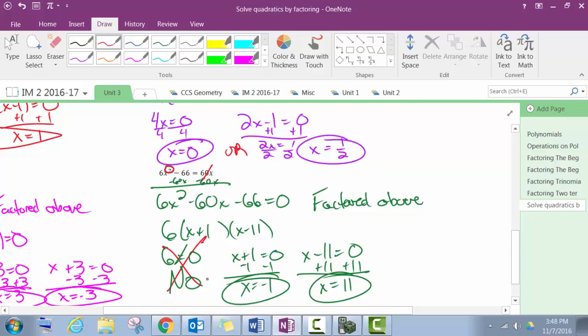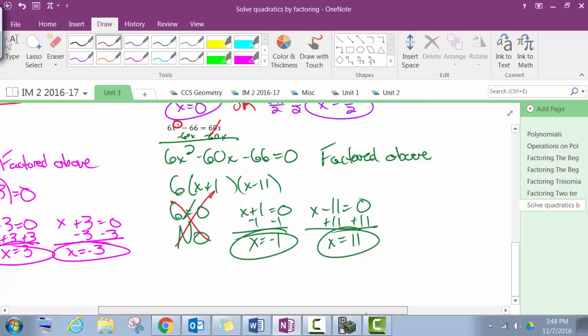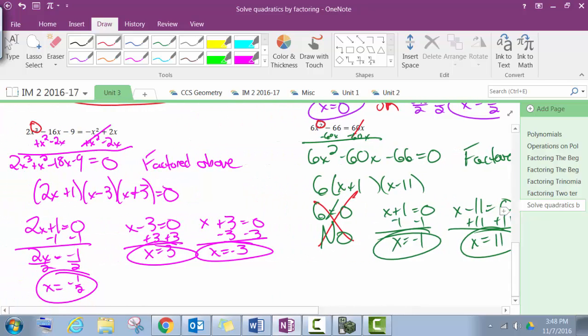X plus 1 equals 0. We subtract 1. X equals negative 1. X minus 11 equals 0. We add 11 to both sides. X equals 11. So it's just an extra step doing what we did before.